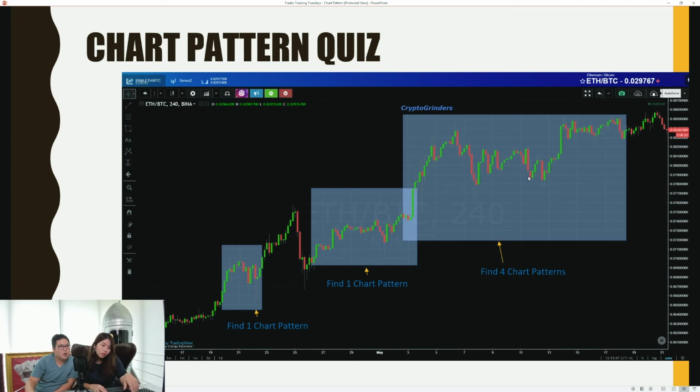You said this was a rising wedge, right? It looks like it. Okay, this is head and shoulders. This is double top. This is double bottom. This is falling wedge.